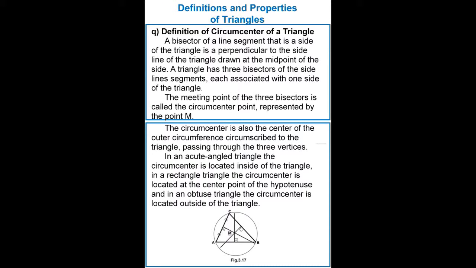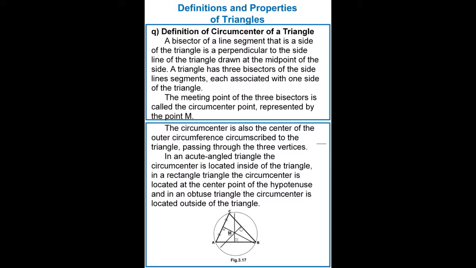In this second slide of this third class of chapter 3 of this course of basic geometry, it presents figure 3.17, which introduces the concept of circumcenter of a triangle. Initially, it shows the definition of the perpendicular bisector of a side, that is, the line perpendicular to the side of the triangle, drawn at the midpoint of the side. The triangle has three bisectors of the side line segments, each one associated with one side of the triangle.